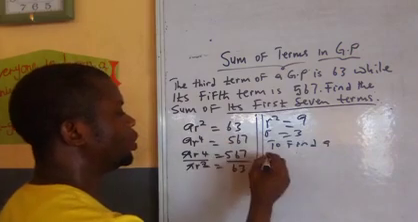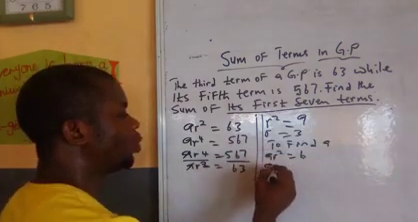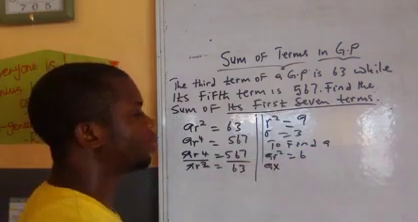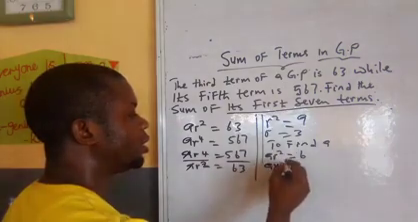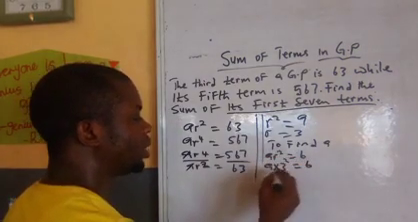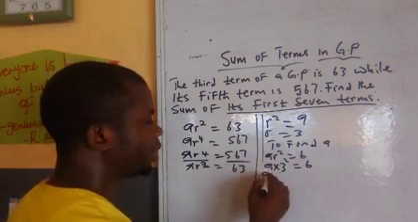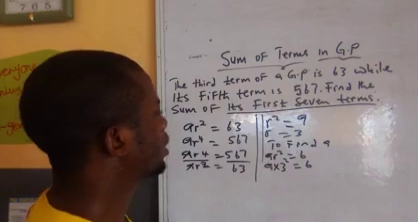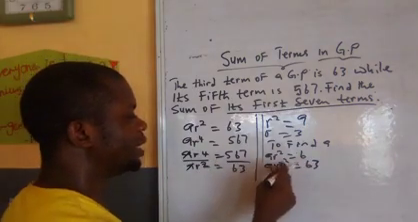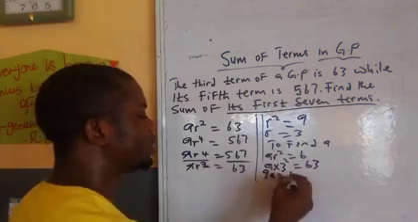So what do you do? You just write a r raised to power 2 equals 63. Our a we don't know. Our r we know, what's our r? Our r is 3, and it's power 2. It's 63, sorry. So this will be 3 raised to power 2, which is 9. So we are going to be having 9a equals 63.